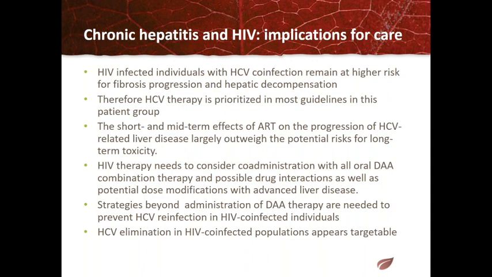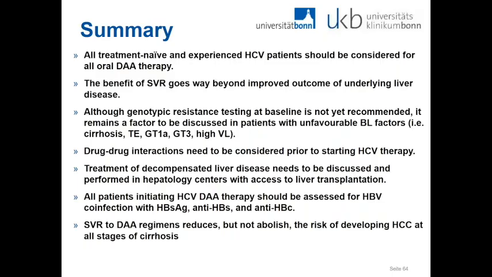So I think what's important to remember is that patients with HIV and hepatitis C have a higher risk of fibrosis progression, underlying why treatment is so important. But remember, hepatitis C is now something which should be recommended for anyone, regardless of fibrosis stage. And if you give therapy, you can use the same regimens as in monoinfection, but remember that you have to check for drug-drug interactions. And clearly, reinfection is something you have to address beyond pure treatment, but elimination in HIV co-infected populations appears targetable.